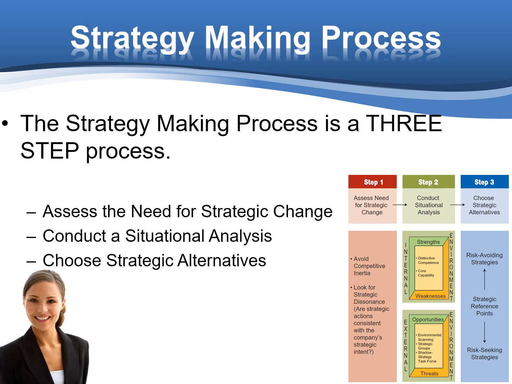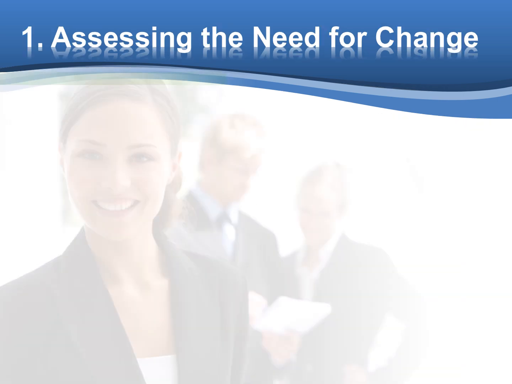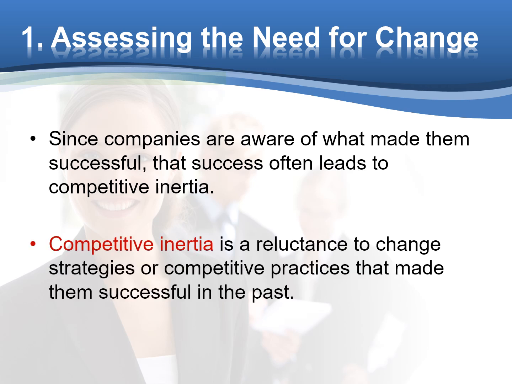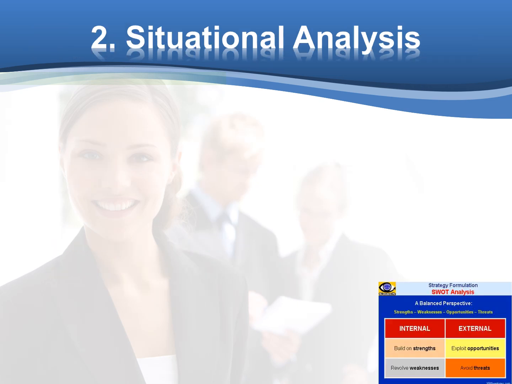The strategy making process is: you assess the need for some strategic change, you conduct a situational analysis, and then you choose some strategic alternatives. So, number one, assessing the need for change. Since companies are aware of what made them successful, that success often leads to competitive inertia, meaning a reluctance to change strategy or competitive practices that made them successful in the first place. So they're a little reluctant to change.